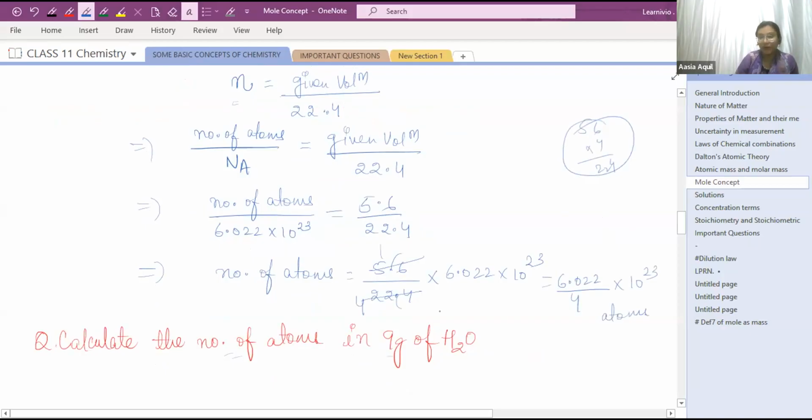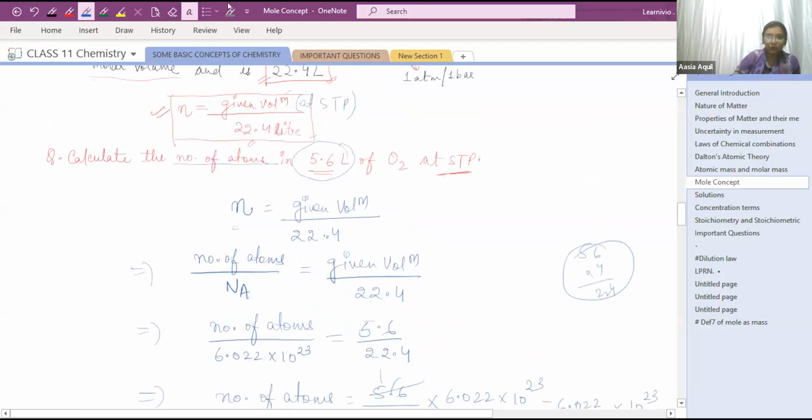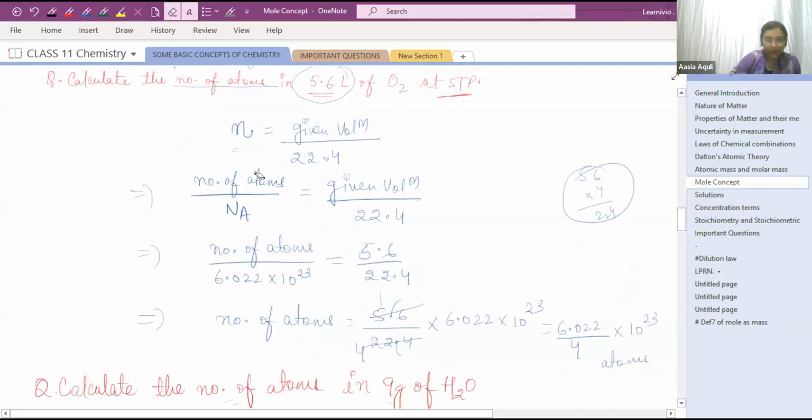Right, but this is not for atom. See, in oxygen, this is for O2, right? Just a second, Fatima. You can first write down the molecules over here, because O2 is a molecule, right? O2 का हम निकाल रहे हैं, तो O2 is a molecule. Molecules.